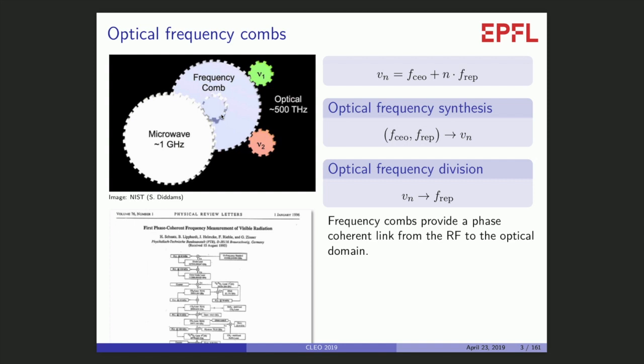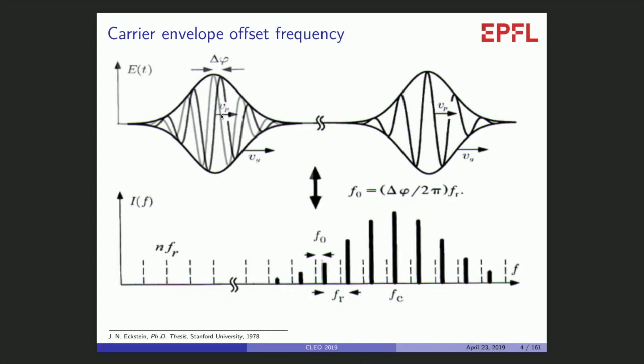And this was an experiment where literally one started in the microwave domain and where microwave frequencies were multiplied up to a terahertz, multiplied up to the mid-IR, and multiplied up to the optical domain. And so these were rooms filled with equipment to do this multiplication and to create this phase coherent RF to optical link. Now, what happened over the last 20 years is that there has been a really revolutionary way to measure optical frequencies that makes these frequency chains completely obsolete.